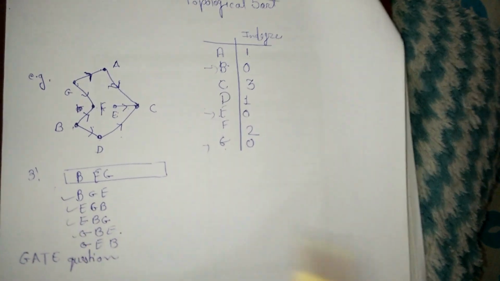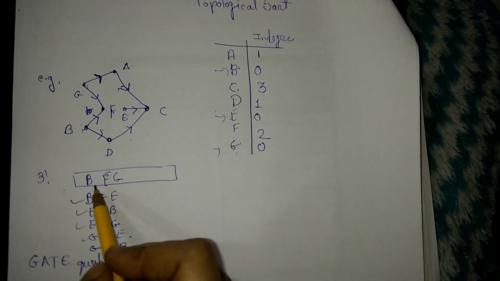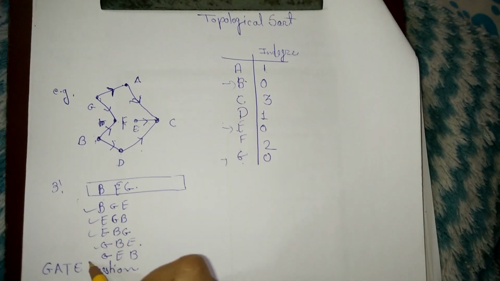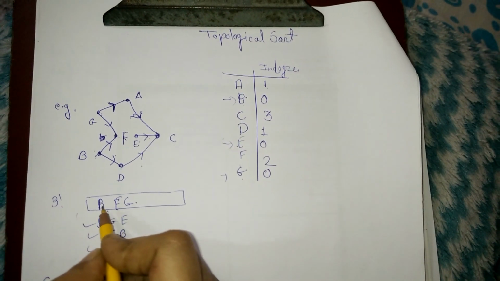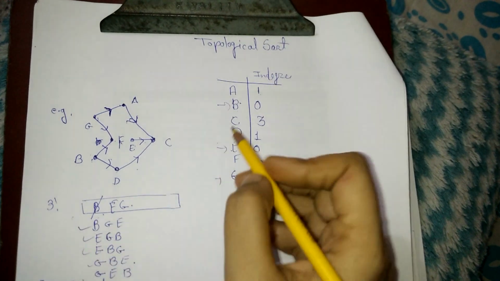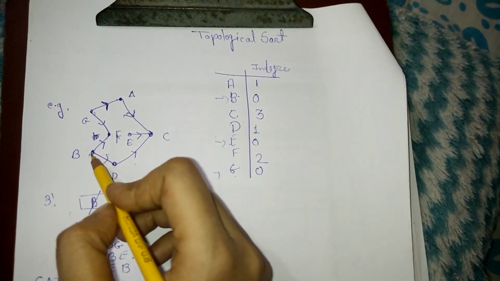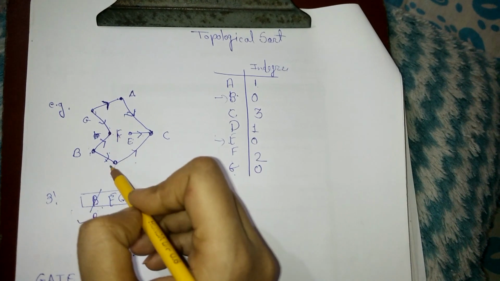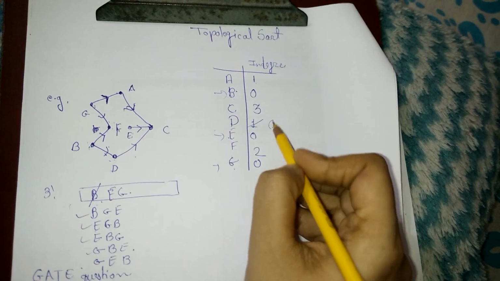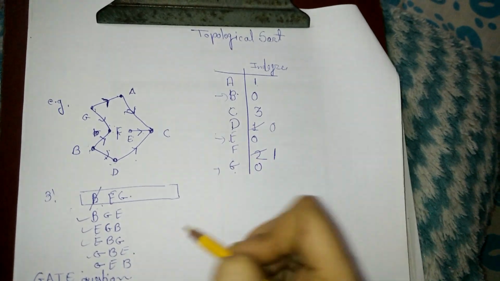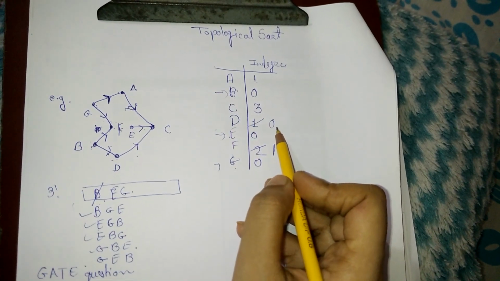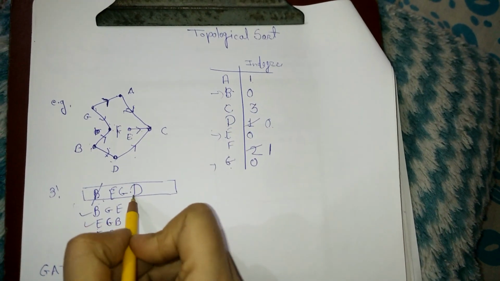So for topological sort, it is not compulsory to have a single sequence, but we can have more than one sequence. So first we will take B. Once we have visited B, the in degree of the neighbors of B will be reduced by 1. Here we have F and D as neighbors, so the in degree of F and D will be reduced by 1. As we see that the in degree of D becomes 0, we can insert it into the queue.